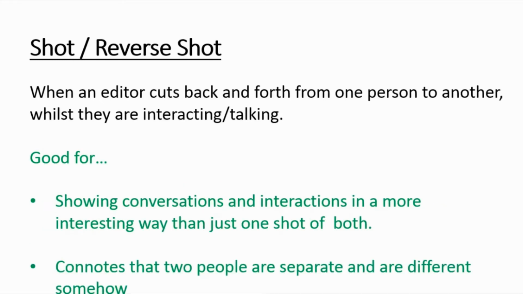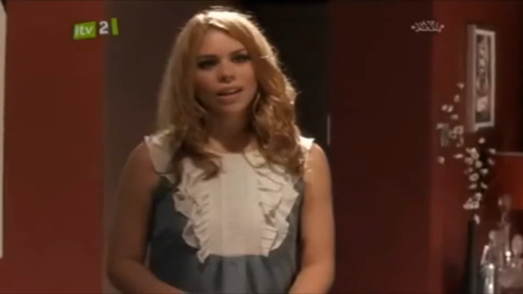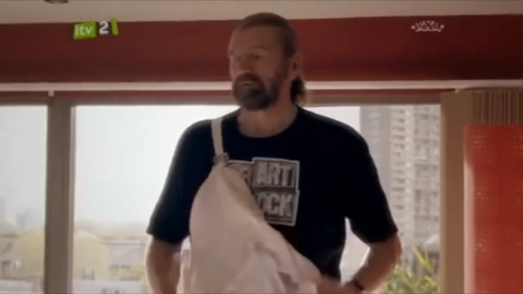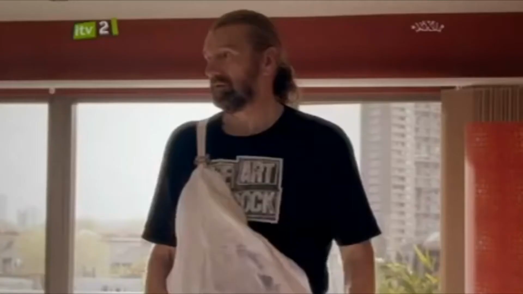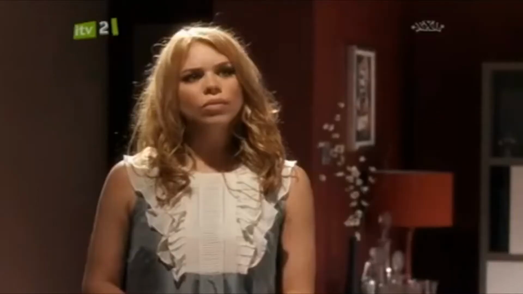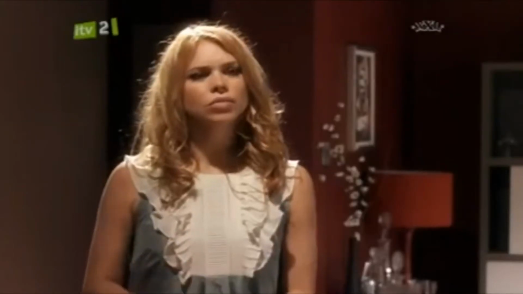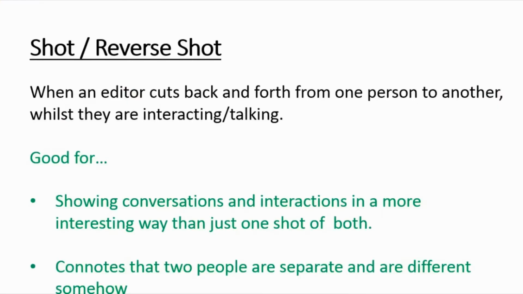Shot reverse shot. This is when an editor cuts back and forth between one person and another, normally whilst they're interacting or talking in some way. So for example, you might see one person's face whilst they're talking, and then you see the other person's face, and often they will go back and forth during that conversation. It's good for showing conversations and interactions. It's often a bit more interesting than just showing one shot with both people in it, for example, a two shot. It makes it a little bit more snappy and fast paced, going back and forth rather than just having one shot on the screen.